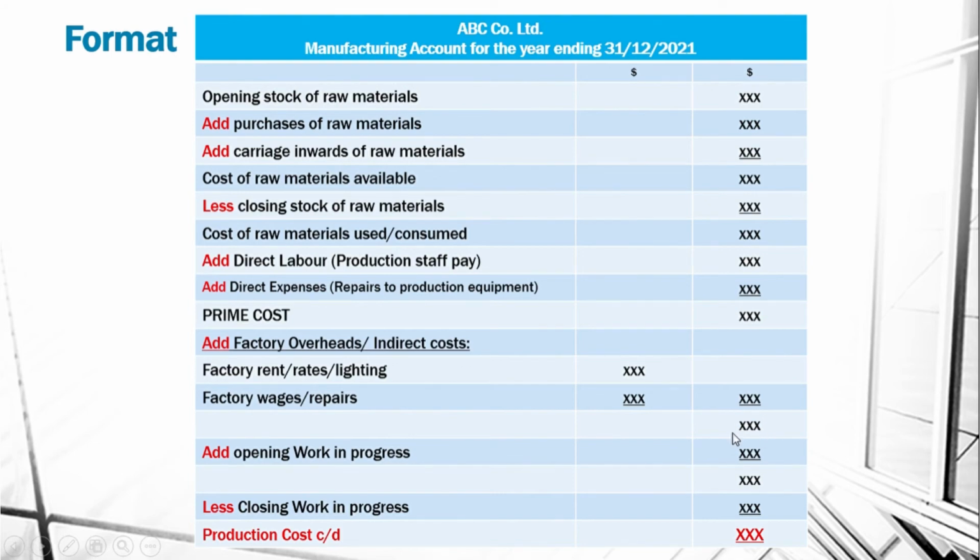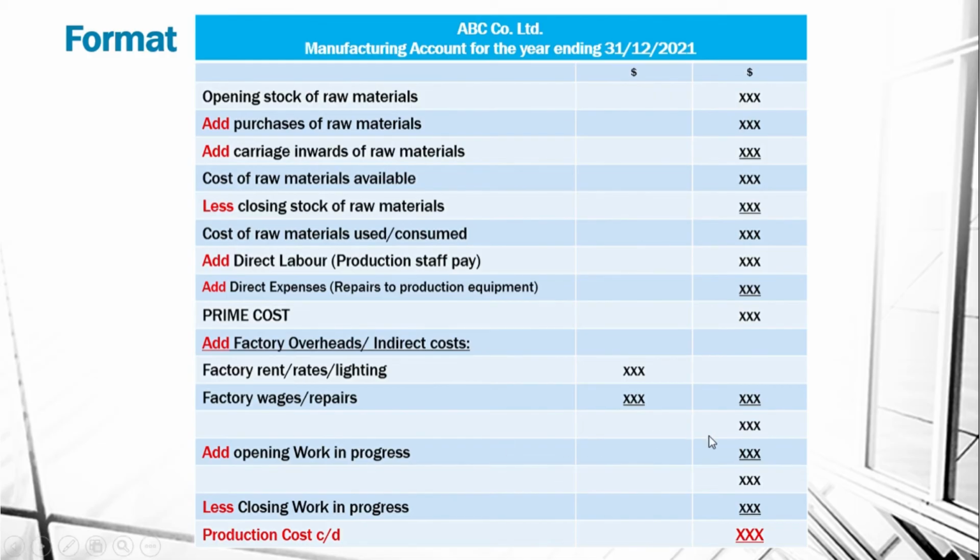In a case or situation where you are not given work in progress, this figure here would be the production cost. I want you to pay attention to that. So if you don't have work in progress in the question, this figure here would be the production cost. But if you have work in progress, remember the rule now.